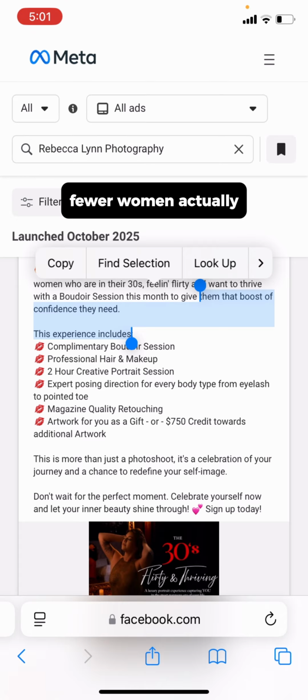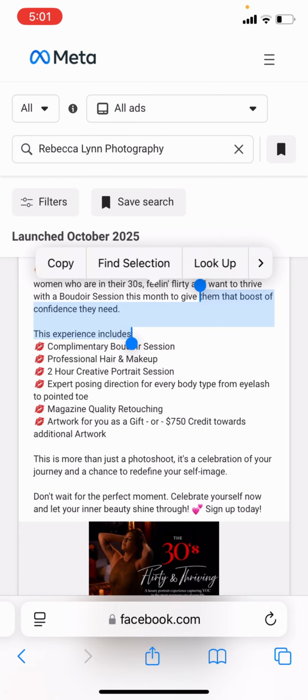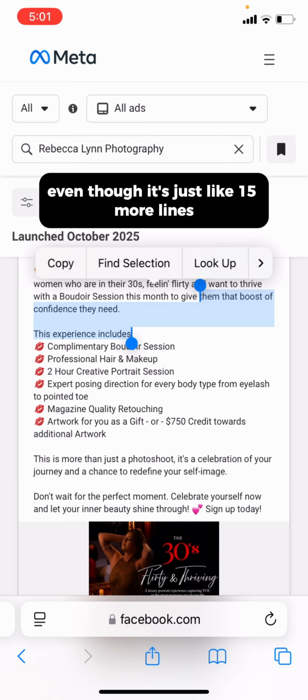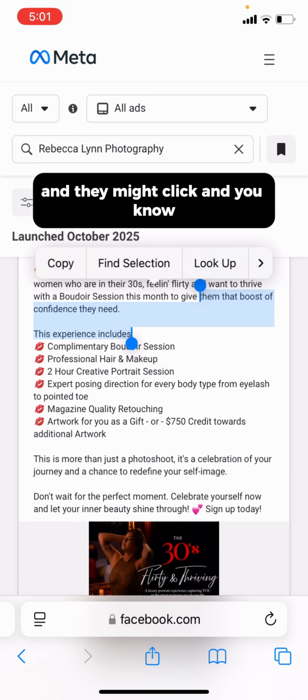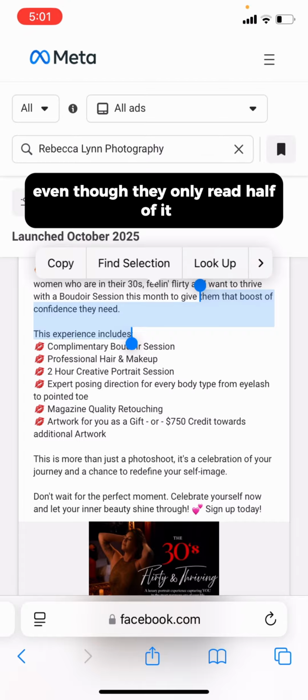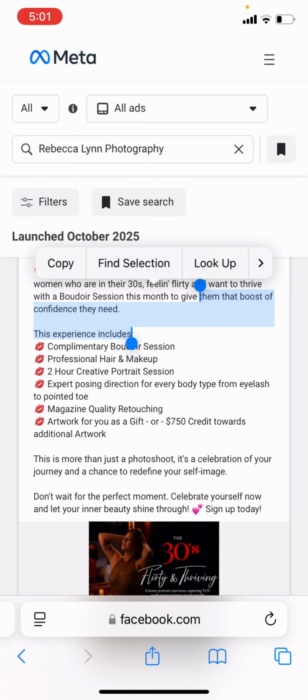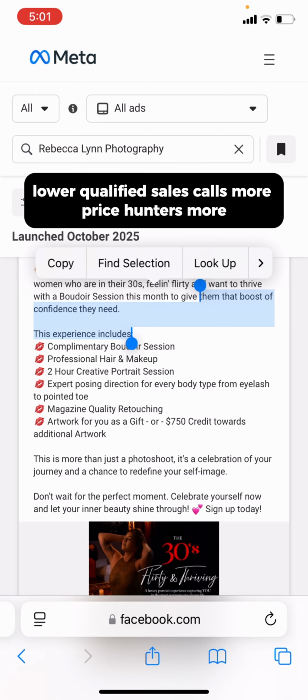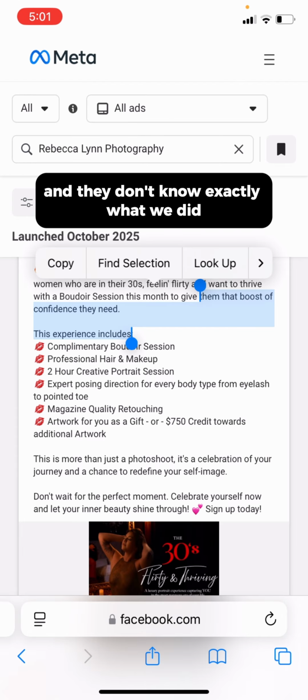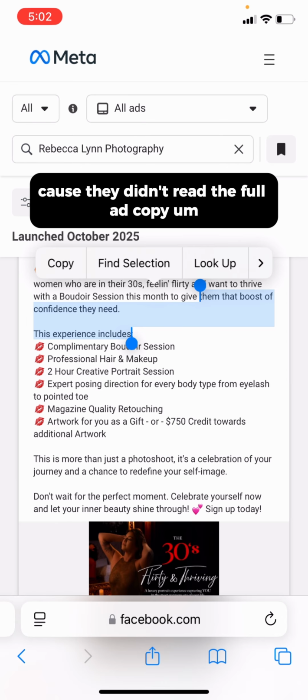So fewer women, even though they click see more, are going to actually read the full ad copy, even though it's just like 15 more lines. So we're getting less qualified women through, and they might click and fill out their info or whatever, even though they only read half of it. And so it's fewer qualified leads, fewer qualified bookings, fewer qualified sales calls, more price hunters, because they don't feel like we're specifically for them. And they don't know exactly what we did because they didn't read the full ad copy.